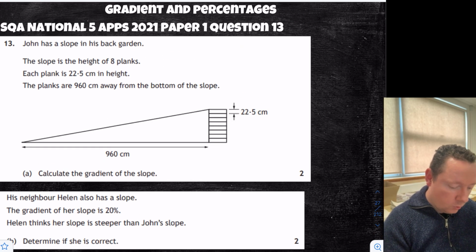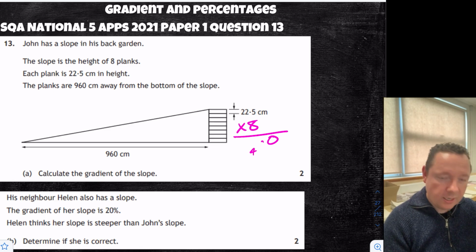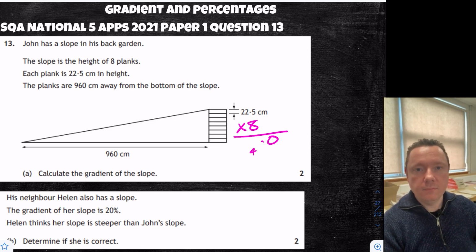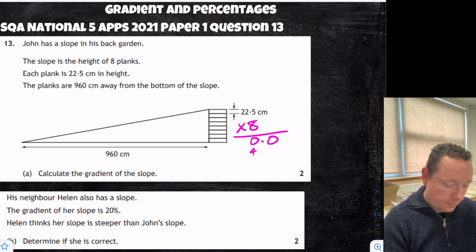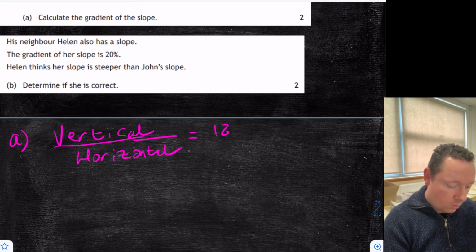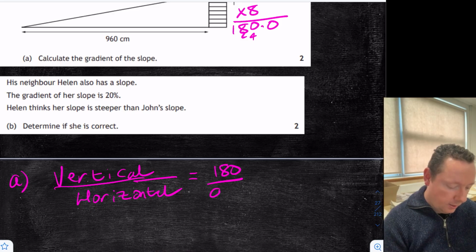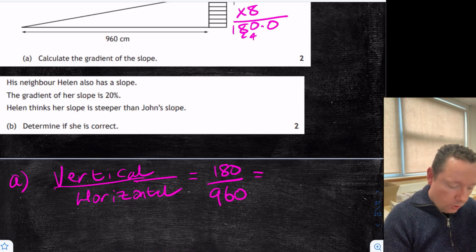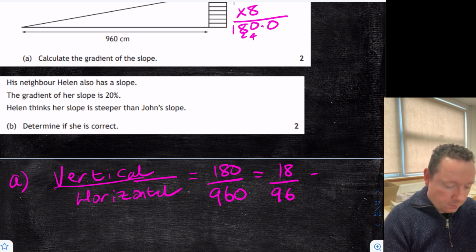So I need to know my vertical, well, it's 22.5, and it says there's 8 of them, so I need to times that by 8. So 8 5s is 40, carry 4, 8 2s is 16 plus 4 is 20, 8 2s is 16, 17, 18, so I get 180, so we get 180 over 960. Always simplify your answers. So I can do 18 over 96, divide by 3 then, 3 6s is 18, 3 3s are 9, 3 2s are 6, divide by 2, we get 3 over 16 as our gradient.